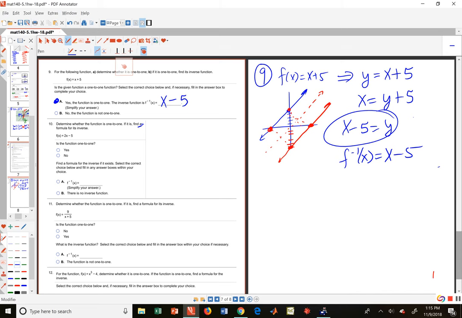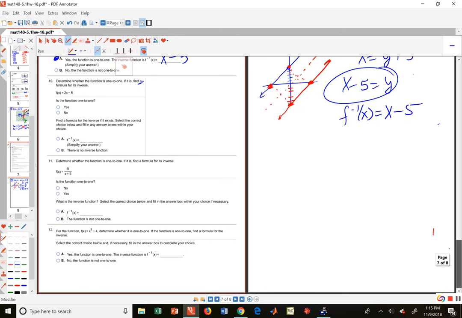All right, let's skip that one and go on to 11. 11 is pretty hard. I mean, not too bad, but anyway. So determine whether the function is one-to-one and find the formula for its inverse. So, if you look at a graph of this thing, it is one-to-one, and so I would say yes, just based off of the graph. I won't graph it right now. Let's work on finding the inverse.